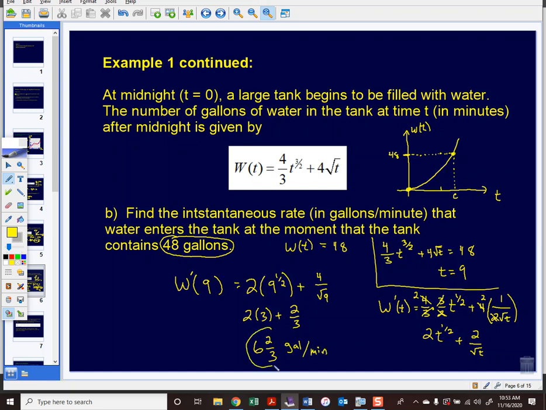Okay? So even if I didn't tell you the unit was gallons per minute, you would be expected to know that it was going to be gallons per minute.